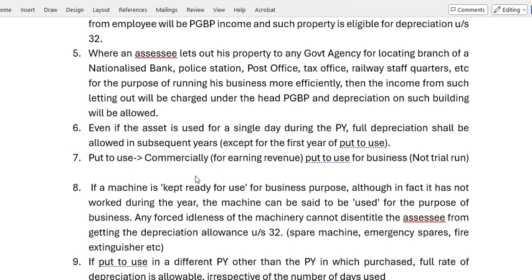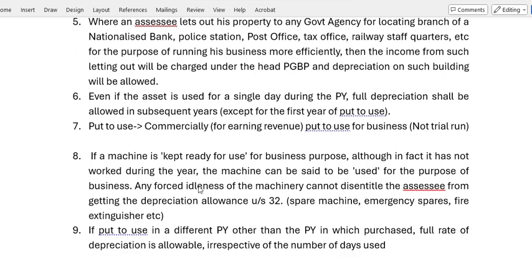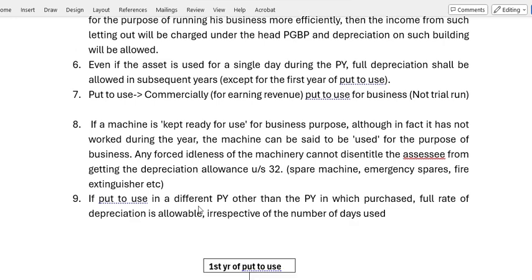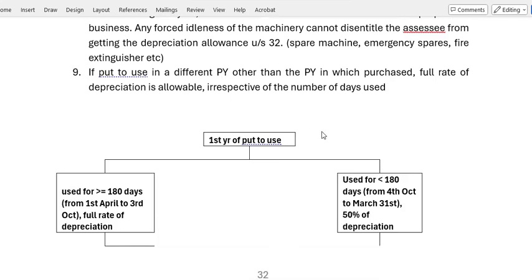Put to use should be commercially put to use. It's not a trial run or something. It should be commercially put to use for the business. When a machine is kept ready after trial run and all, okay, you kept it at standby, it's a spare machine, or in such cases also you can claim depreciation. You are entitled to depreciation.